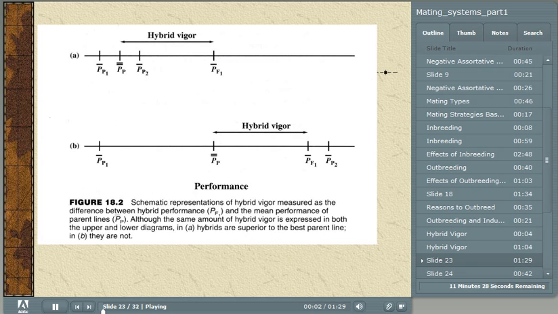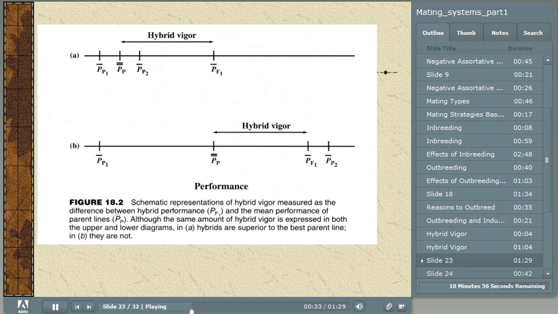So let's talk a little bit about hybrid vigor and show what I just discussed on the previous slide in graphical form. In A, we have two parental lines, that is the P1 and the P2. And we average those parental lines to give us the double bar P with the subscript P. And we take the difference of that from the average of the first cross animals, or the offspring of the mating of those two parental breeds or lines, and we see a difference in performance over what we'd expect.